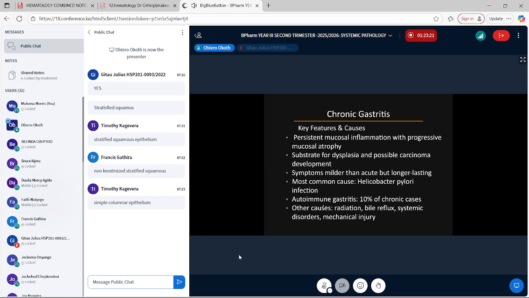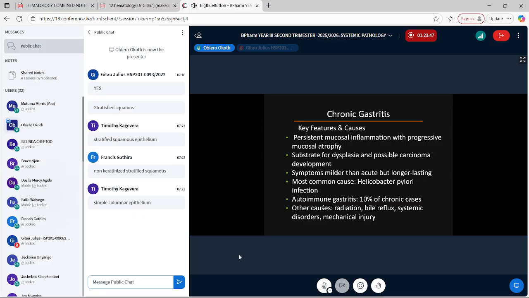That's the acute. Now, the chronic is when you have persistent mucosal inflammation with mucosal atrophy. And we know that this normally is the start for dysplasia and carcinoma development. The symptoms will be milder but longer lasting. And the most common cause of chronic gastritis is still type B gastritis or Helicobacter pylori infection.